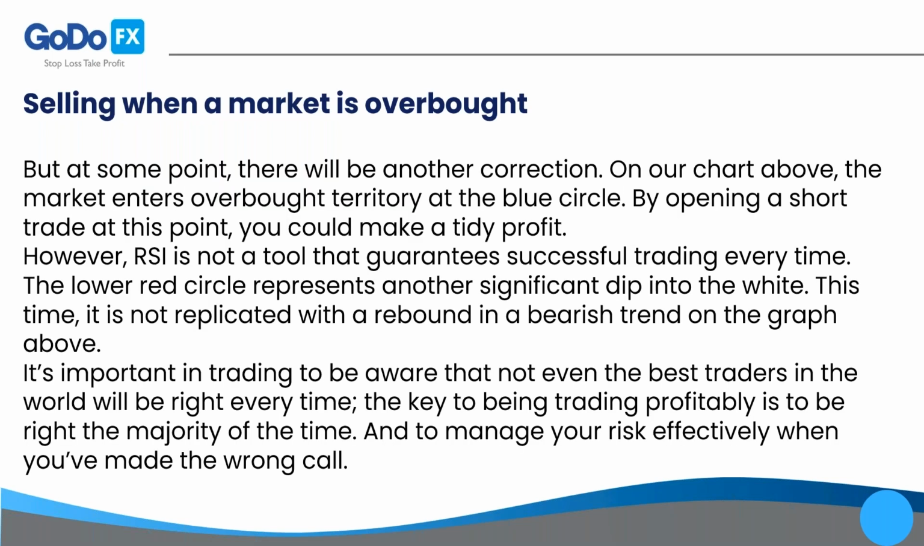Selling when a market is overbought, but at some point there will be another correction. On our chart above, the market enters overbought territory at the blue circle. By opening a short trade at this point, you could make a steady profit. However, RSI is not a tool that guarantees successful trading every time. The lower red circle represents another significant dip into the white. This time, it's not replicated with a rebound and a bearish trend on the graph above.